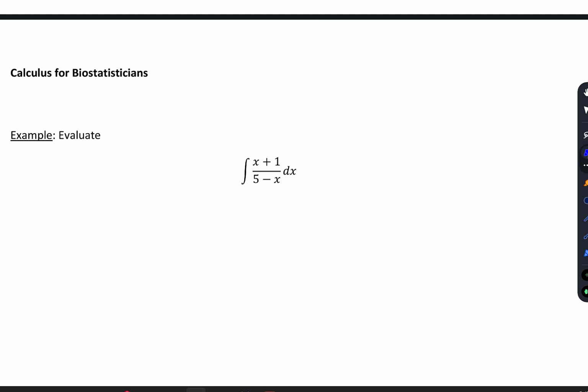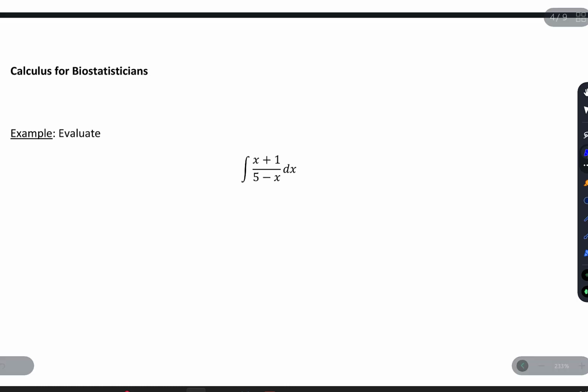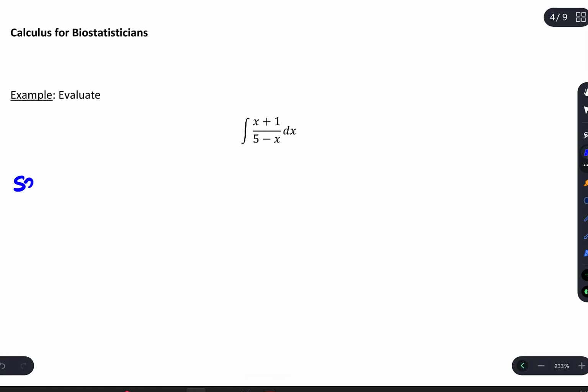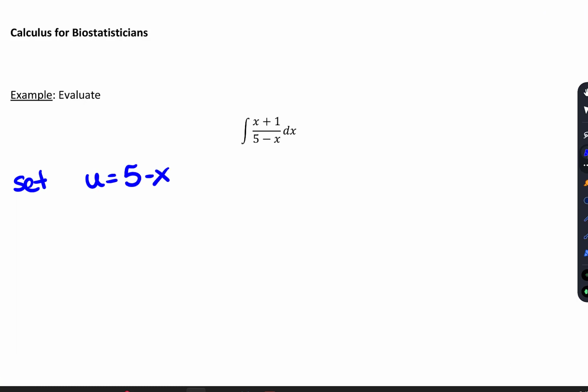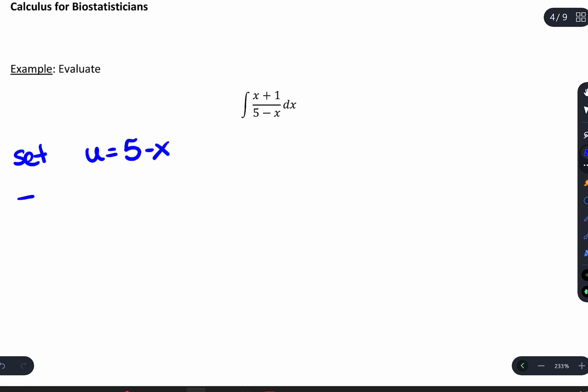So remember, the derivative of the natural log of x is equal to 1 over x. And so it would be good here if we could have the inner function be 5 minus x, keeping in mind that that's going to help us because, again, the derivative of the natural log of x is 1 over x. So we're going to set u to be equal to 5 minus x. And again, we hope to find the integral of a function like 1 over u.